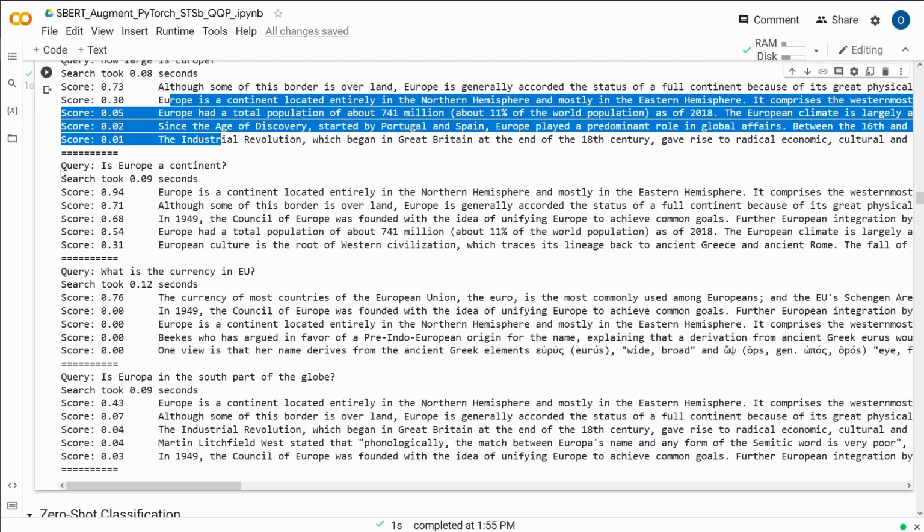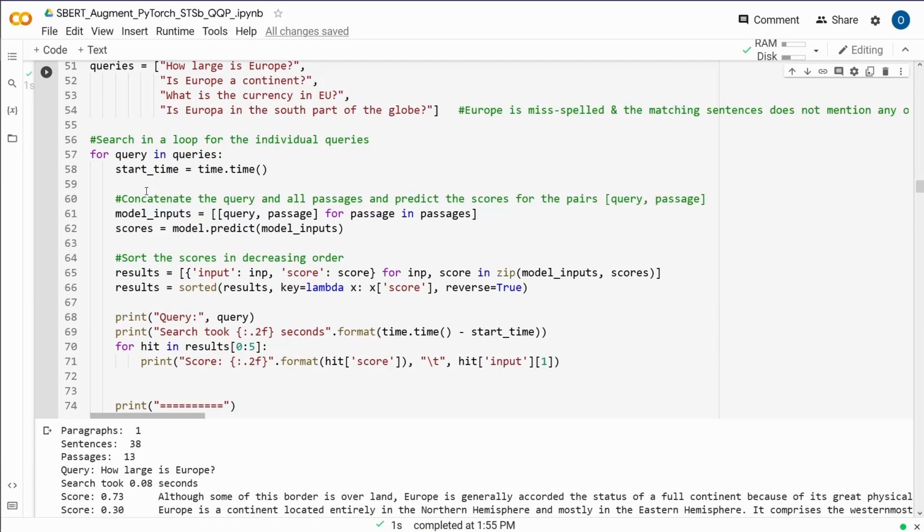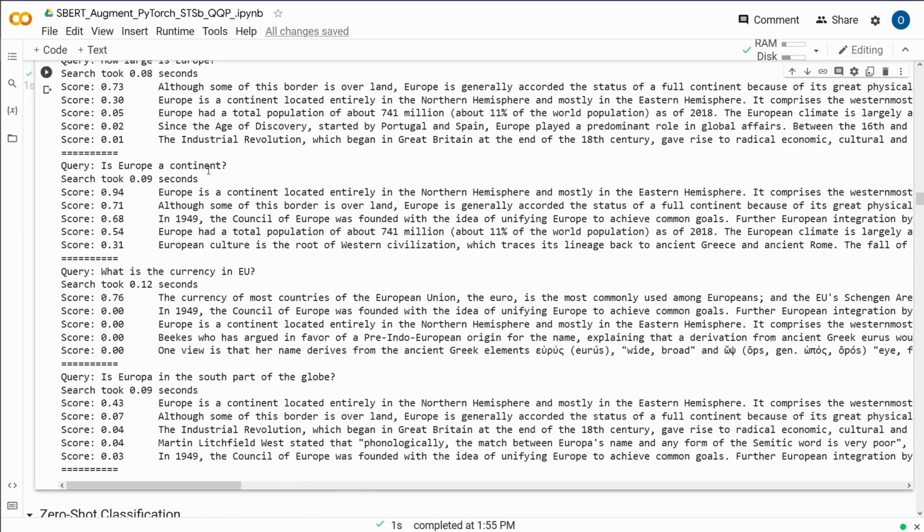Now, second query, Q2, is Europe a continent? And then we have, you see here, the score from our pre-trained cross-encoder. Here we go. The cross-encoder here is TinyBERT L2. So we have a tiny little BERT system with just 2 layers. But it gives us a really good answer because it tells us, is Europe a continent? Europe is a continent located entirely in the northern hemisphere and mostly in the eastern hemisphere. It comprises, and so on, and you have the number of sentences we defined.